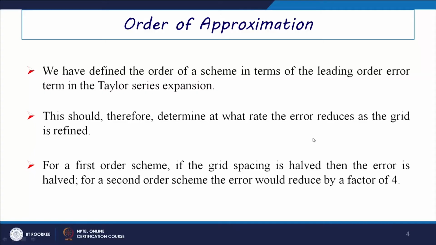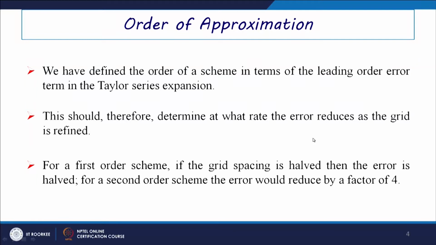So, this should determine at what rate the error reduces as the grid is refined. This means that whenever we do grid refinement, we have to consider how small a scale or length we can go for a particular grid size, so that these errors will not reduce after a certain stage.